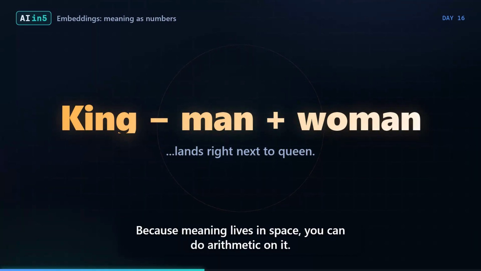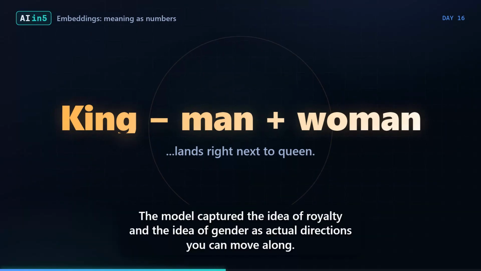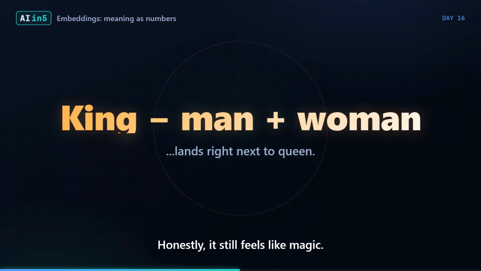This leads to one of the coolest results in all of AI. Because meaning lives in space, you can do arithmetic on it. Take the point for king, subtract the direction for man, add the direction for woman, and where do you land? Right next to queen. The model captured the idea of royalty and the idea of gender as actual directions you can move along. Honestly, it still feels like magic.